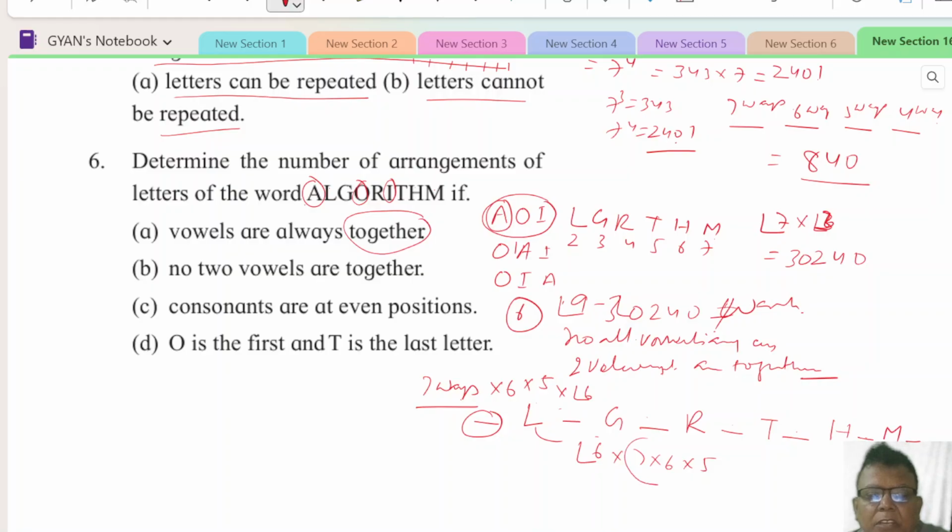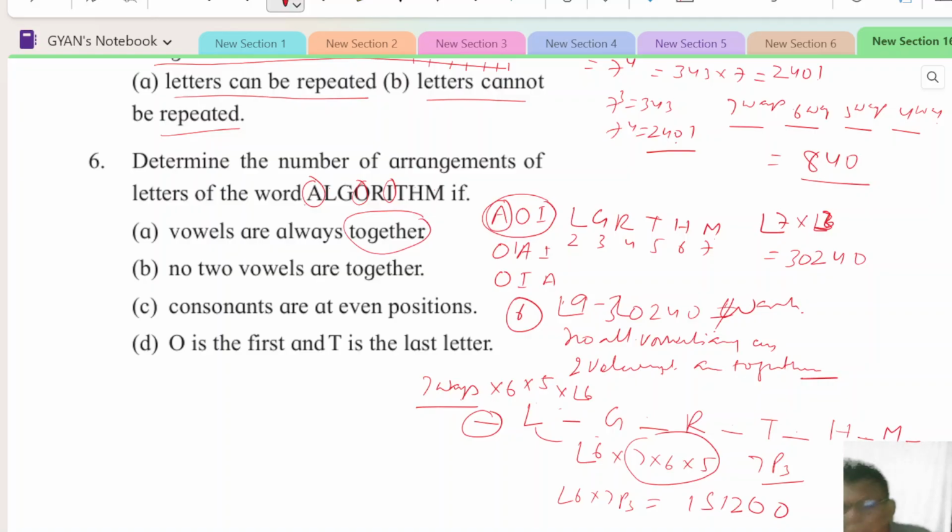So this you can write 7P3 also. 7P3. So factorial 6 into 7P3 equal to how much? Will be equal to 15100. So this is the answer.